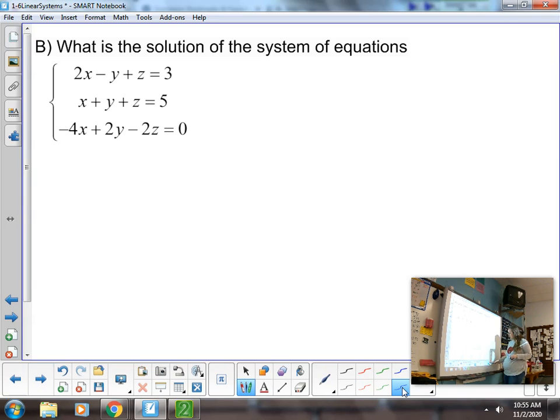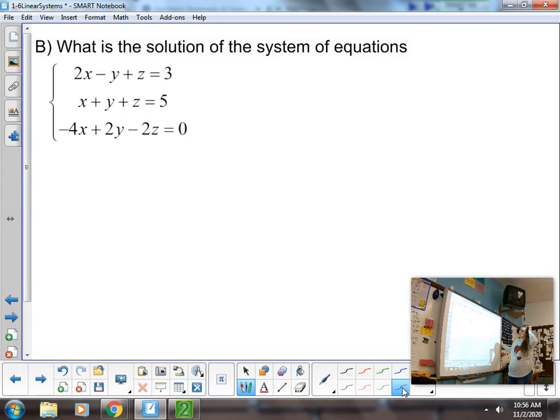Okay, so now we have part B. Part B is the same type of problem as what we had in part A, but this one does have something weird that happens in it. You may find that the weirdness happens in your first elimination, in your second elimination, or in your third elimination. It just all depends on which equations you match up with first. And you'll see what I mean as we go through this.